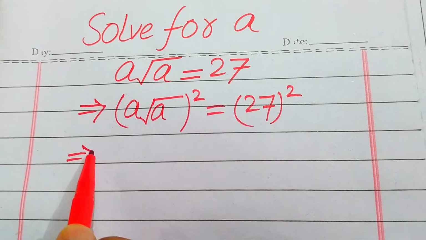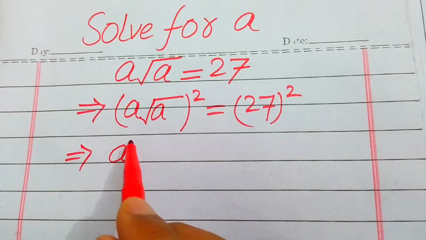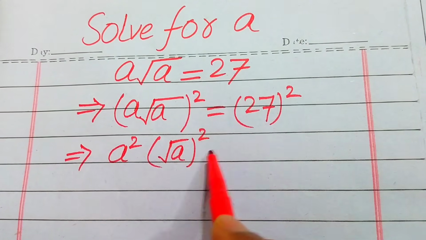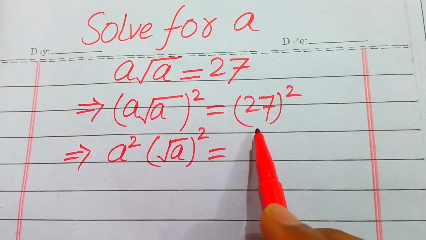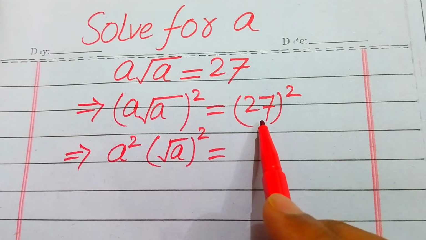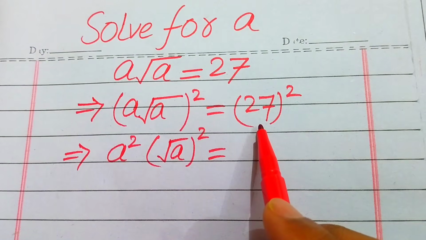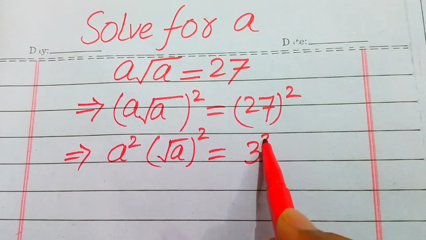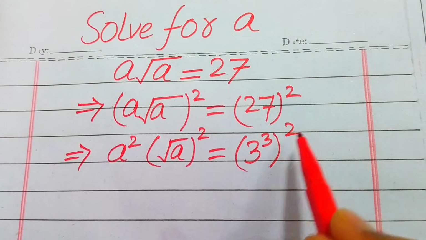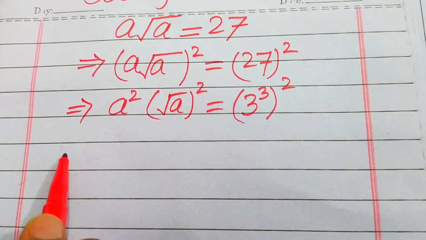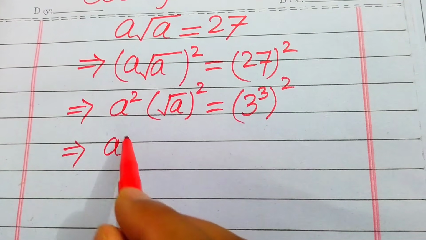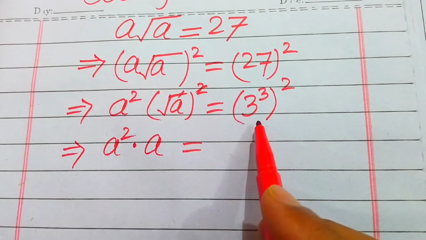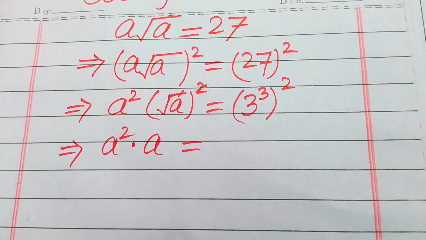Now in the next step we apply this square separately on both of these two values, and it becomes a squared times (square root of a) whole squared equals 27 squared. We know about 27, so we write 27 in the form of prime factors. The prime factors of 27 are 3 cubed, and its whole squared. Further, we need more simplification, and we obtain a squared, this 2 and this square root are gone, and we get a equals, here we use the nice exponential law.